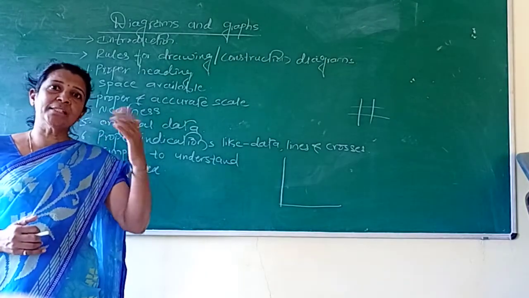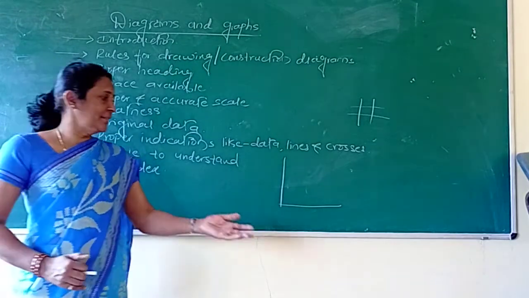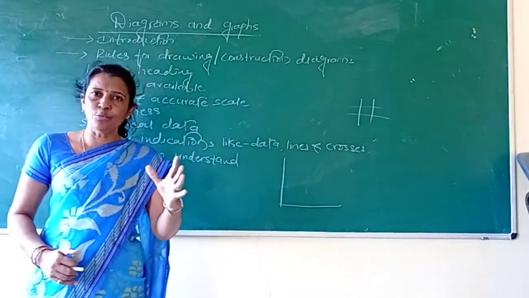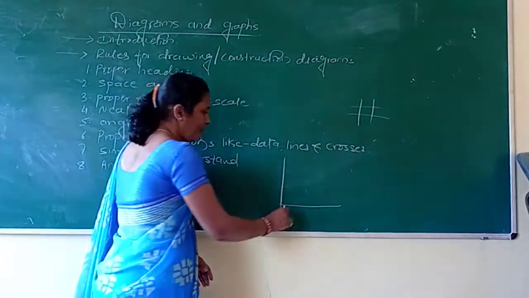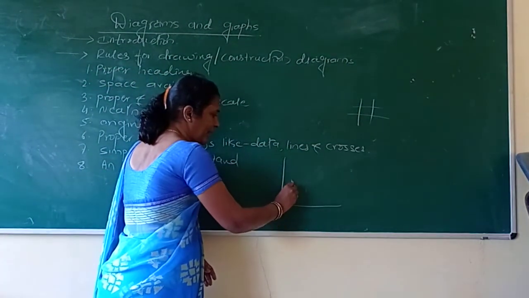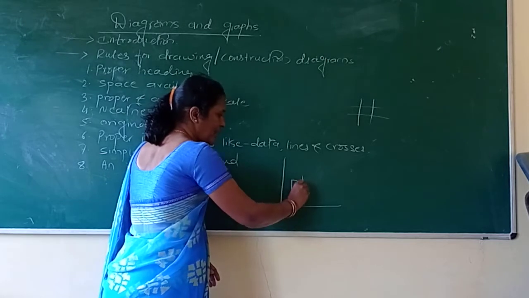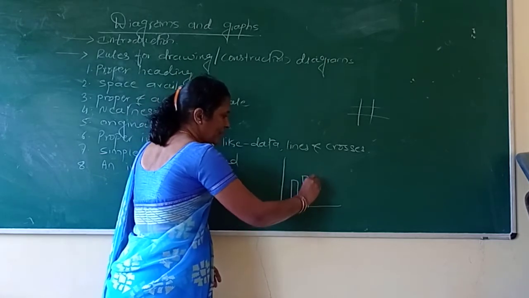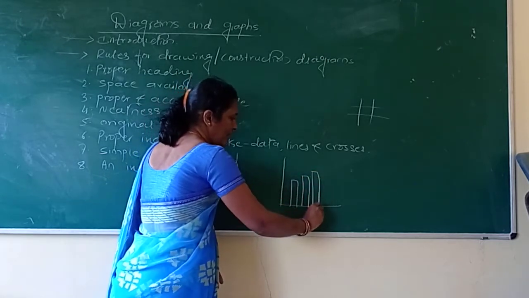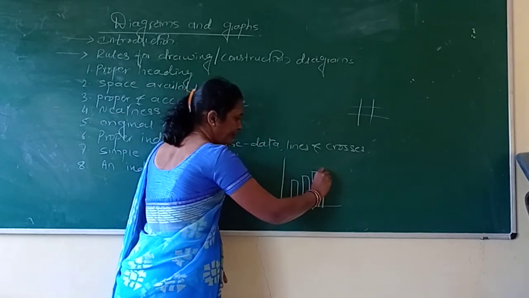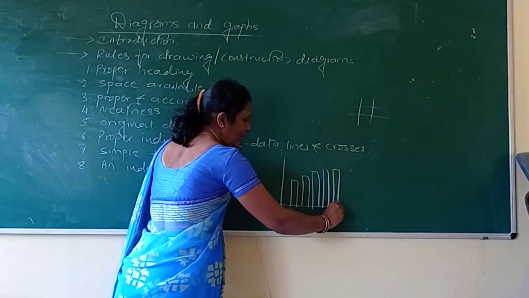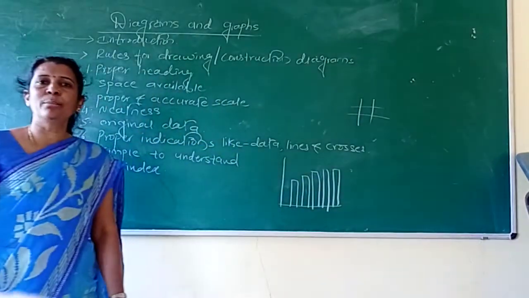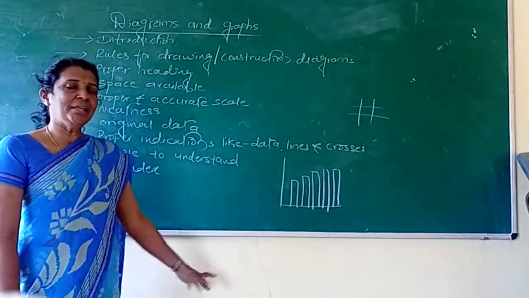So if the same things are presented in a graph, he can come to know how his company is performing. For example, first year it is like this, second year this is like this, fourth year it is like this, fifth year that is fourth and fifth. So if we present it in a diagram, he understands easily.